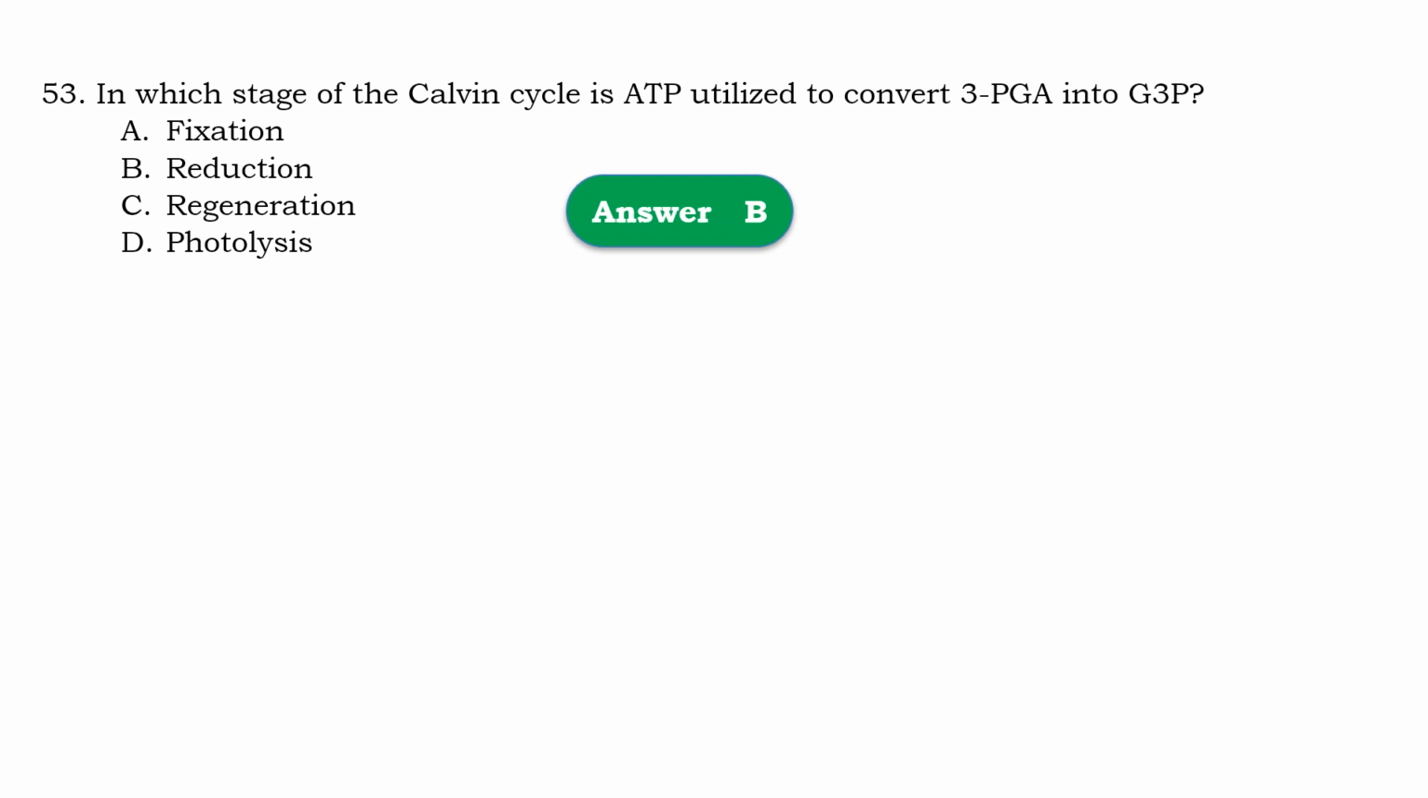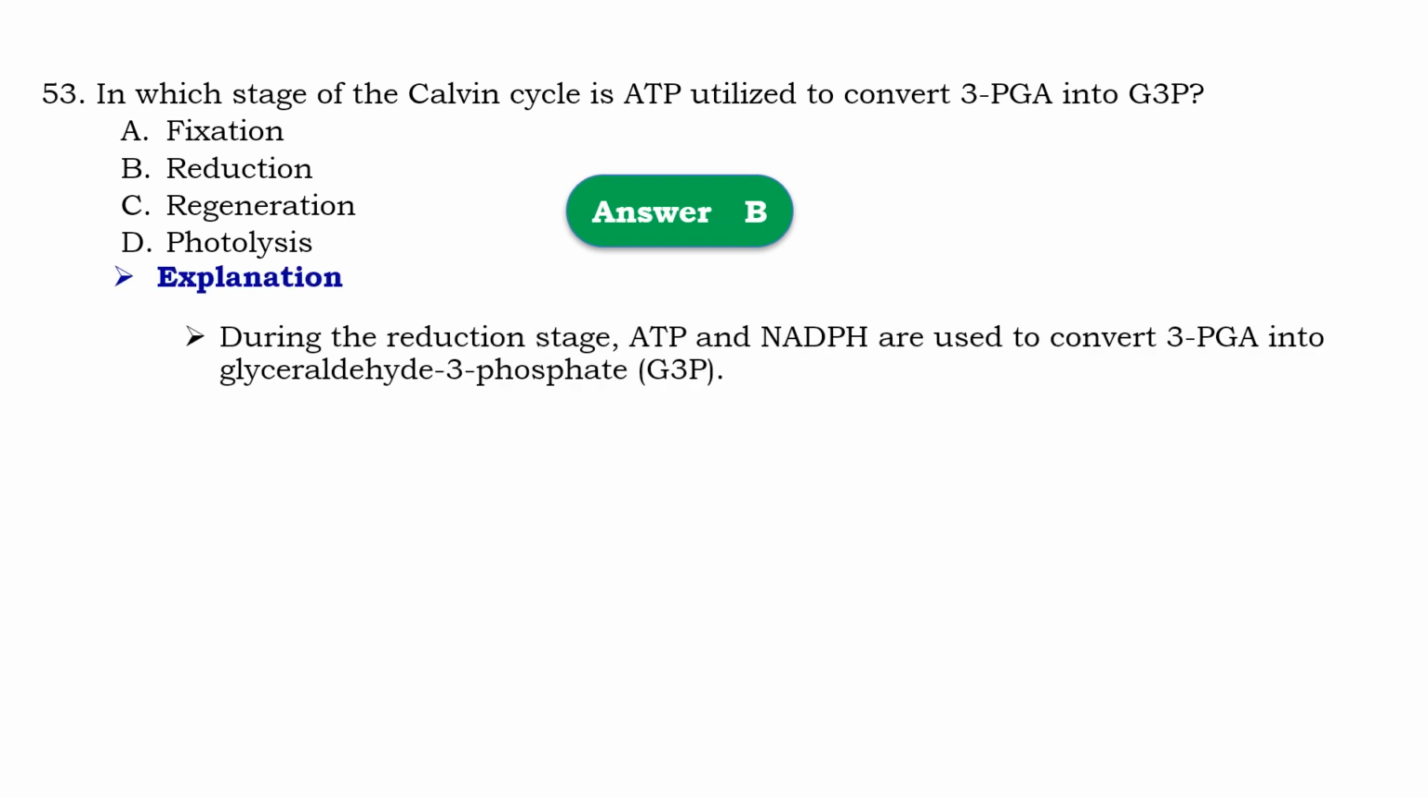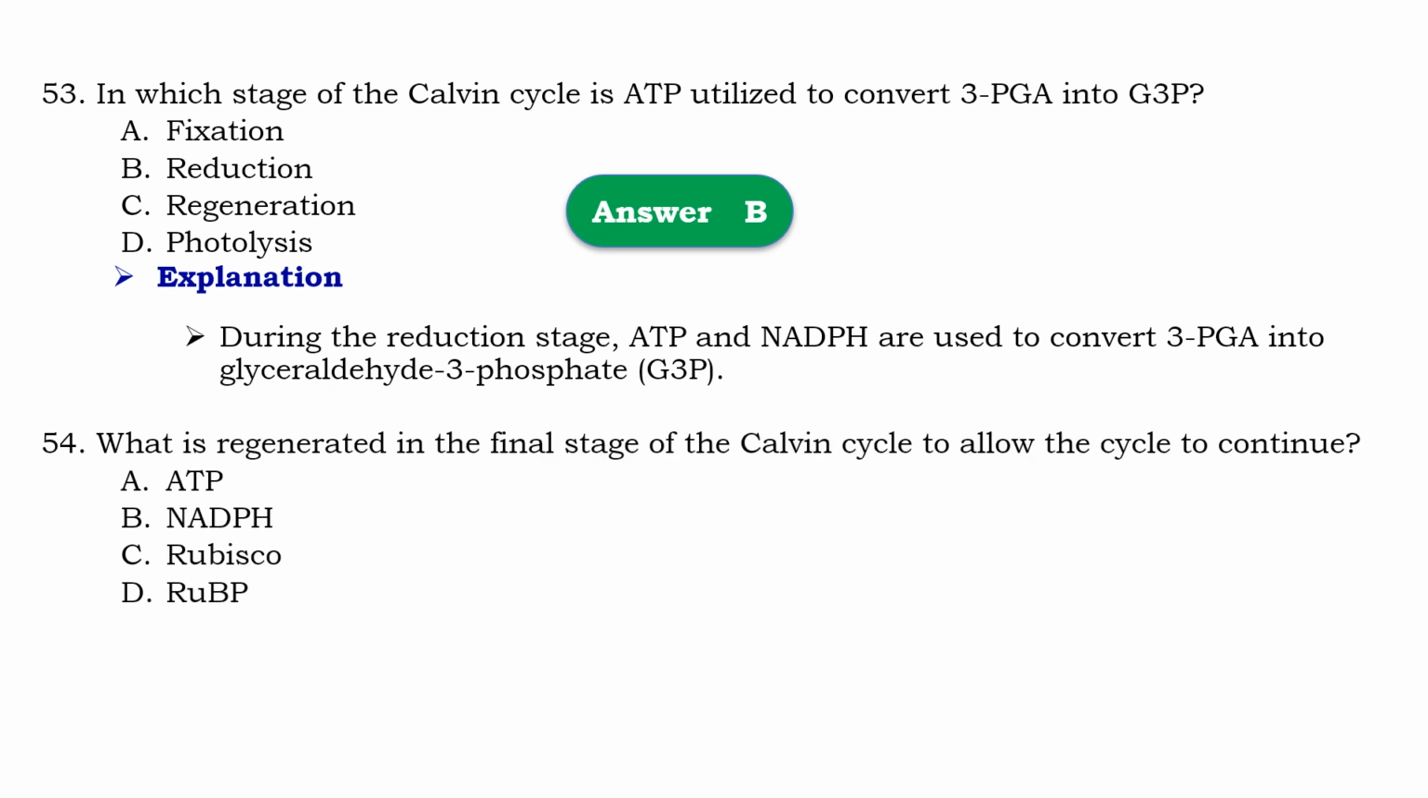So that should be B. Reduction. Means that during reduction stage ATP and NADPH are used to convert 3-phosphoglyceric acid into glycerol aldehyde 3-phosphate. Question number 54. What is regenerated in final stage of Calvin cycle to allow cycle to continue?